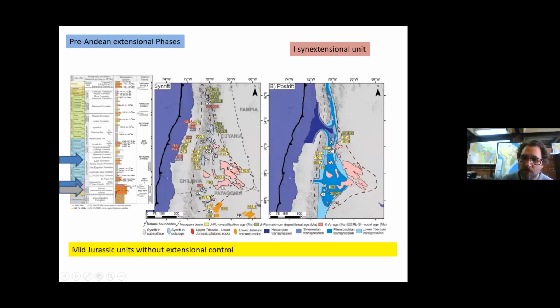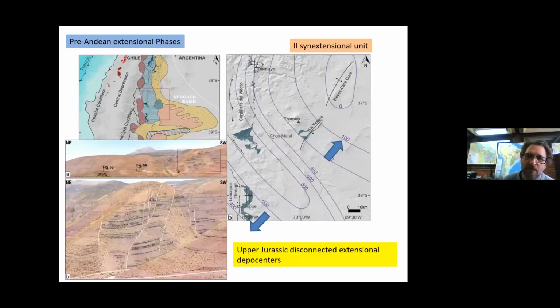And in the middle Jurassic, the pattern changes drastically, and we see continuous blankets of sedimentation, which are Pacific derived, and those are limestones and sandstones of middle Jurassic age, without an extensional control. And again, in the late Jurassic, we have an extensional control in the retroarc zone. In this case, this is the Tordillo Formation, which is late Jurassic in age. And you can see the extensional faults, which are controlling the main packages of this unit.